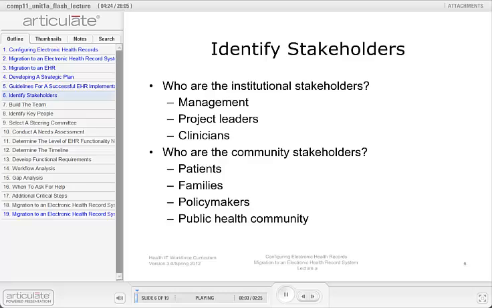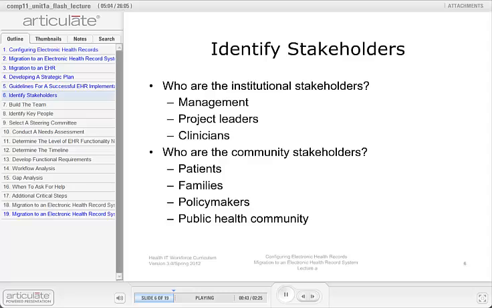Identifying stakeholders is a crucial step in planning the migration to an EHR. There are two main types of stakeholders associated with implementation of an EHR: institutional and community. The institutional stakeholders may include the organization's Chief Executive Officer, CEO, Chief Information Officer, CIO, Chief Medical Information Officer, CMIO, and Chief Financial Officer, CFO. Other senior management figures and mid-level and site-specific managers and project leaders, some of whom may have formal project management training.